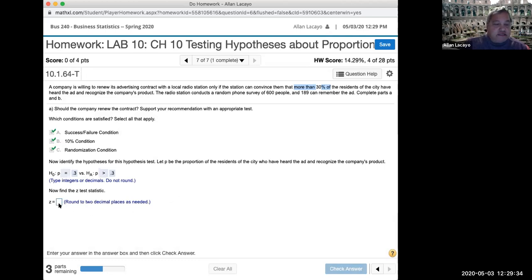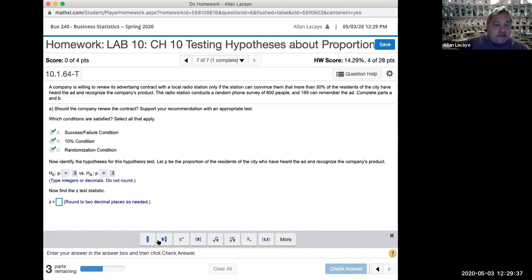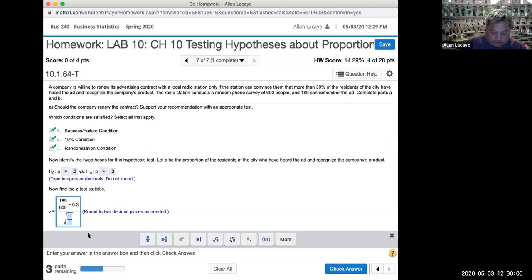So what is the test statistic? The test statistic is going to compare what should happen with what actually did happen in the sample. What happened in the sample is that 189 customers out of 600 remember the ad, versus the null hypothesis, in units of standard deviation. And I'll cover this in lecture this week when I cover chapter 10.